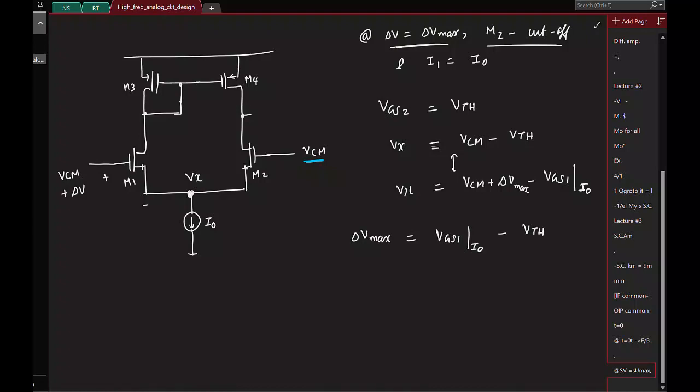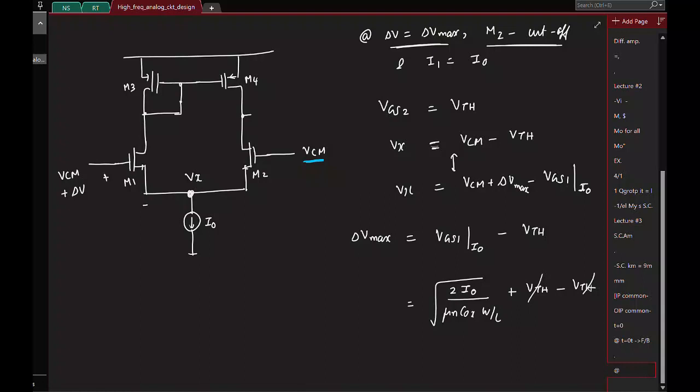VTH. Okay. So if a transistor carries a current I naught, what is its gate to source voltage? I mean, in terms of the sizes and transistor properties. Square root of 2 times the current by mu n Cox W by L plus VTH. Okay, so this minus VTH, these two cancel. This is what we have.